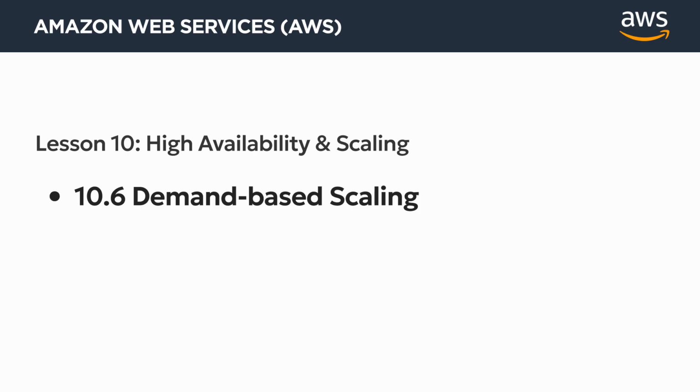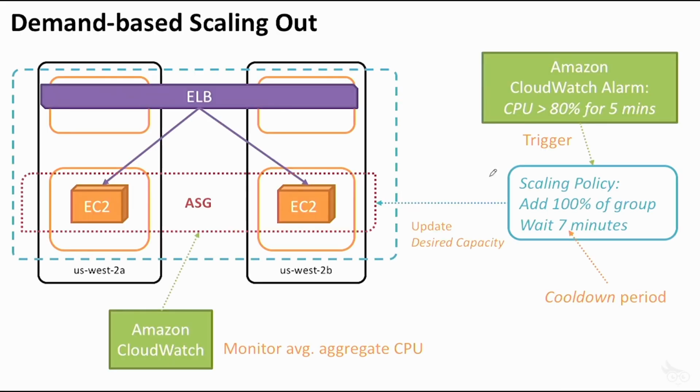Now let's talk about demand-based scaling. There are plenty of applications that receive varying loads of traffic. Web applications, APIs, corporate applications, and one of the keys to a resilient infrastructure within Amazon Web Services is the ability to be elastic, the ability to scale out to meet that demand when the demand is happening.